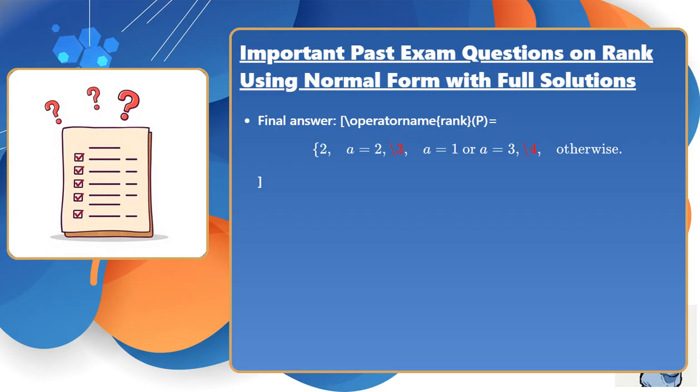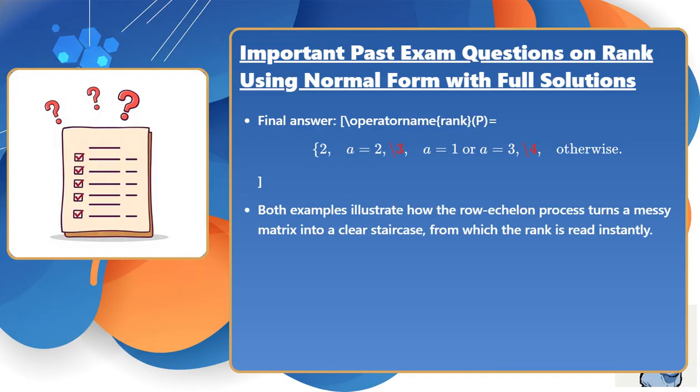Final answer: the rank of P equals 2 when a equals 2, equals 3 when a equals 1 or 3, and equals 4 otherwise. Both examples illustrate how the row echelon process turns a messy matrix into a clear staircase, from which the rank is read instantly.